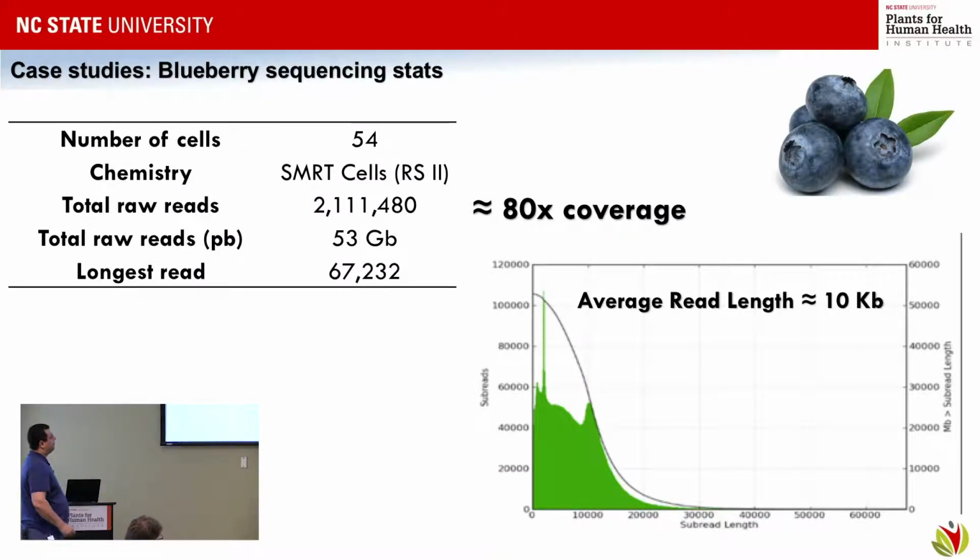For the blueberry, we sequenced 54 cells, 54 runs of sequencing, with the RS2 chemistry. If you want to know a little more about that, you can go to the PacBio website and read about it. It's an older version of the SMRT cell, and we generated around 2 million raw reads with 53 gigabases of sequence, which was around 80x coverage of the whole genome, with an average read length of 10 kb.